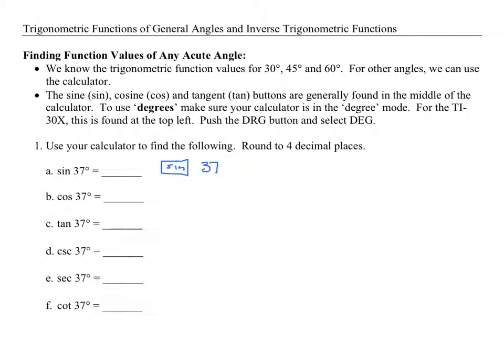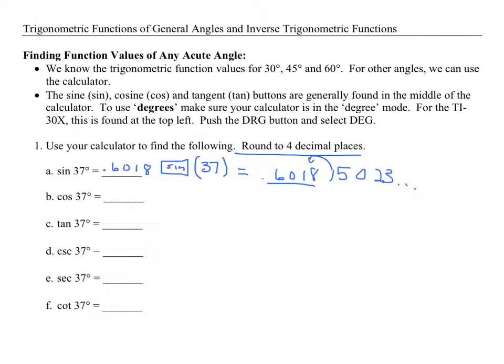Once I hit sine of 37, it'll come up with a parenthesis, and you can put the other parenthesis in. And then when you hit it, you're going to get 0.601815023, and of course this goes on and on forever. But I only want to round to 4 decimal places. So here's 4. The 1 makes the 8 stay the same, so it's 0.6018. You do the same for the cosine and the tangent.